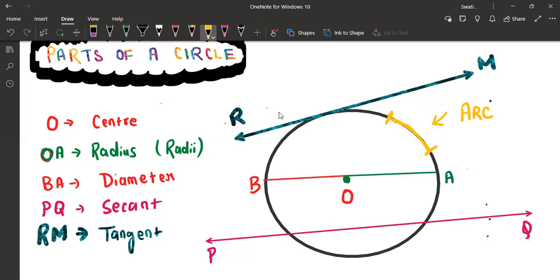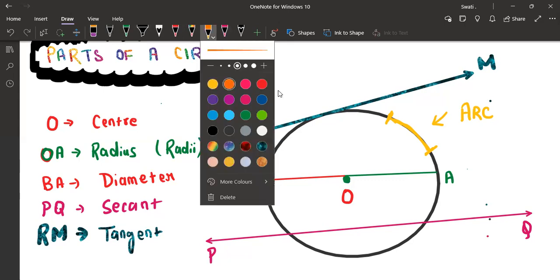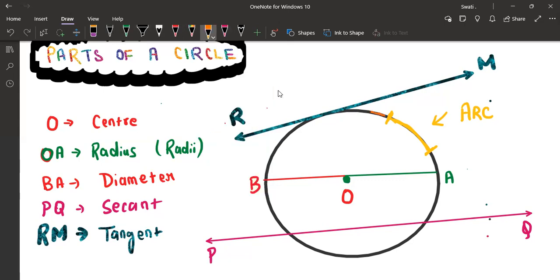Now, in arc, basically, we have two types, minor arc and major arc. Can you notice here one thing, that if I just take this part, okay, this is also an arc, because this is also a part of a circle, part of a circumference, right? So this is also an arc only.